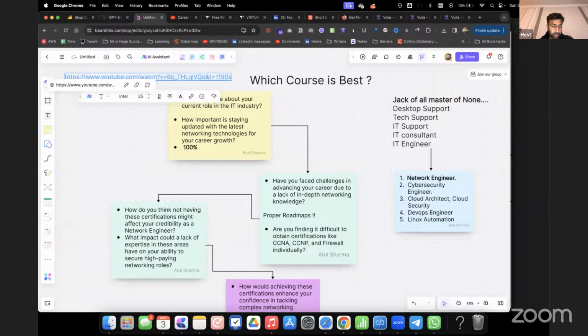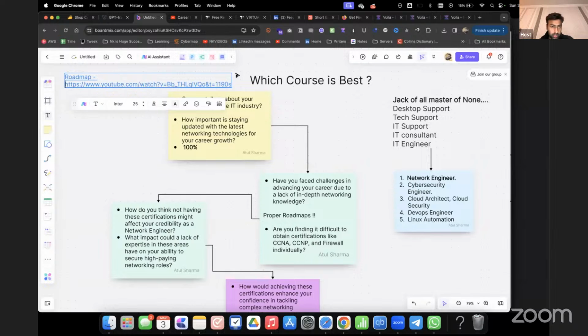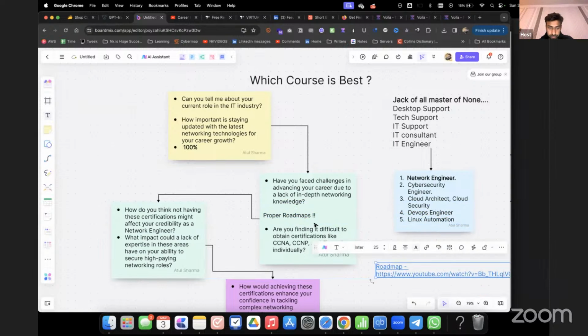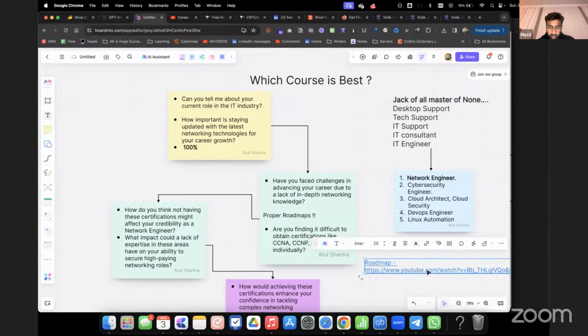So let me write down, this is for roadmap. Okay, so we can add here somewhere. Yeah. So from here you can watch that video. Okay. So obviously you face the challenge right now because you want to learn in depth, but you do not have the proper roadmap.